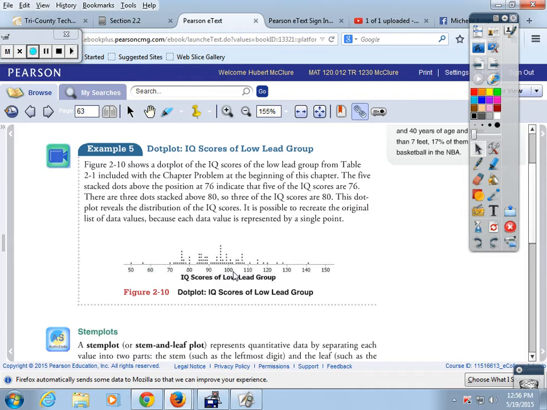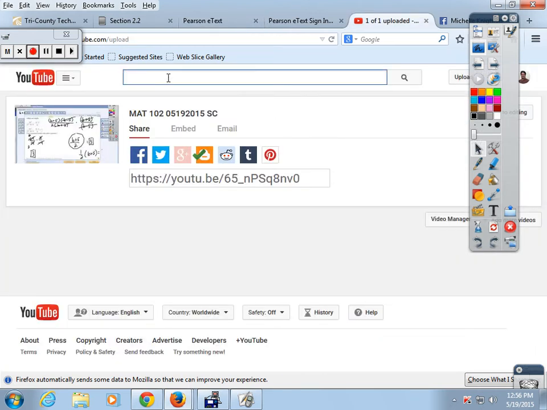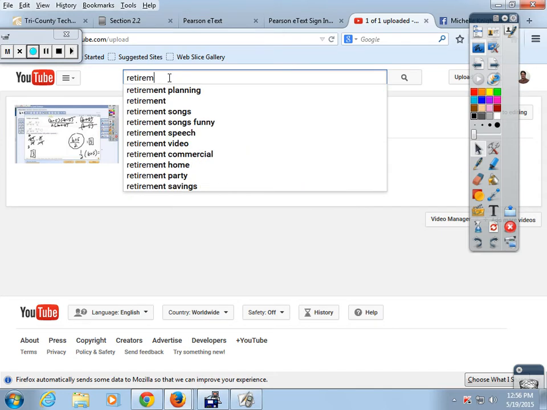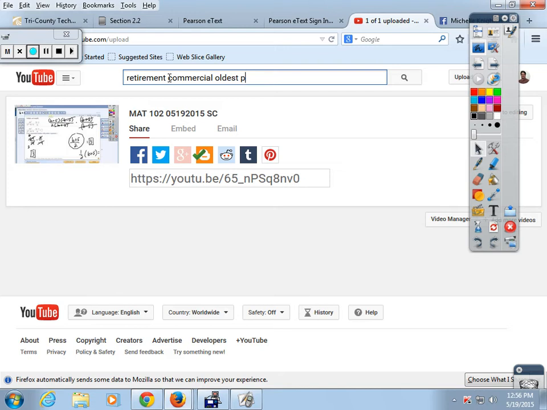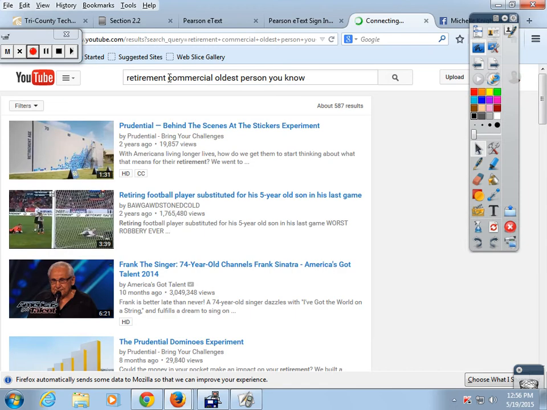And they take stickers and they say, we want you to take this yellow sticker, and they got this blue wall like this. Let me just see if I can find it. Let's see. Retirement commercial. Oldest person you know. There it is.